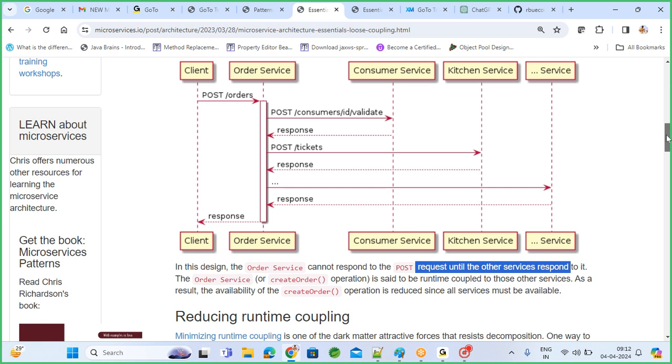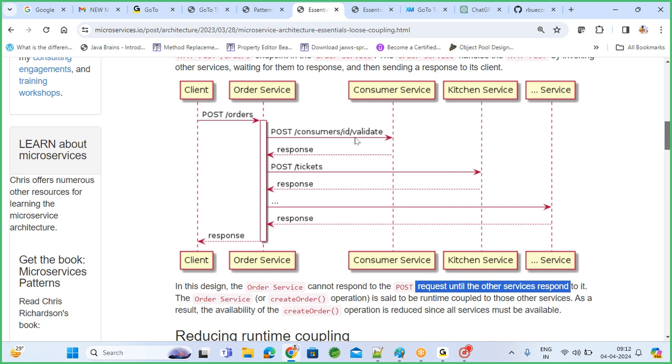Runtime coupling to the other services reduces the availability of the create order operation, since all the services must be available. See, I am placing an order that first goes to consumer service. Once I get the response, it goes to kitchen service. Once I get the response from kitchen service, it goes to some other services. So what is happening here for the client?